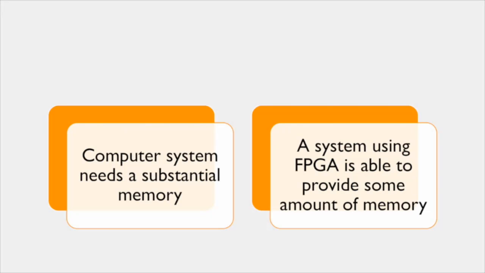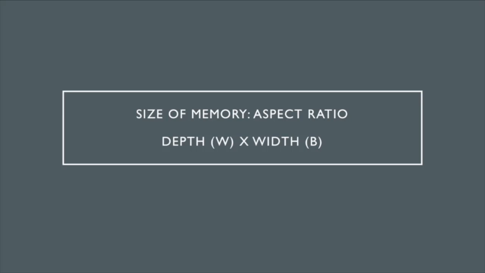In computer systems, it is necessary to provide a substantial amount of memory. If a system is implemented using FPGA technology, it is possible to provide some amount of memory by using the memory resources that exist in the FPGA device. A common term used to specify the size of a memory is its aspect ratio, which gives the depth in words and the width in bits, or we can write it as depth times width.